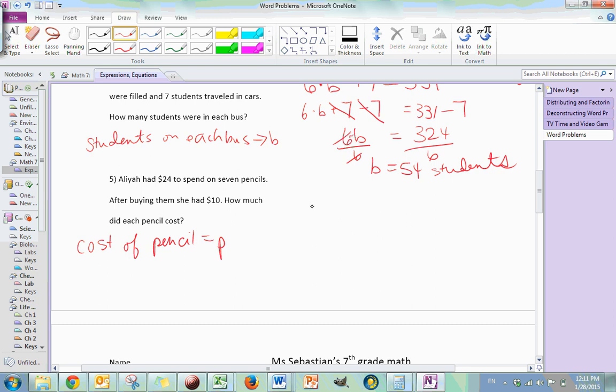So she had $24. And then she spent some money on them, so she lost money. She subtracted the amount of money she had. And we'll come back to this, what goes right here in this blank. But then when she was done, she had $10 left. So 24 minus however much she spent gives us $10. Well, how much did she spend? The amount she spent was on 7 pencils, so that's the amount of pencils times 7, or 7p.